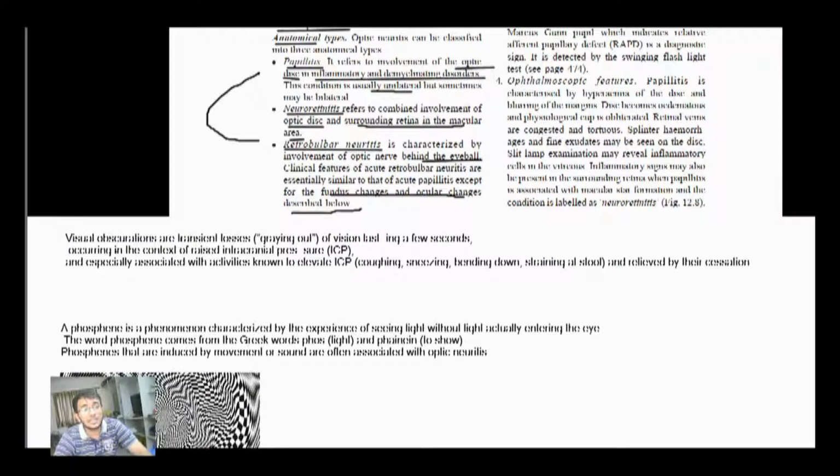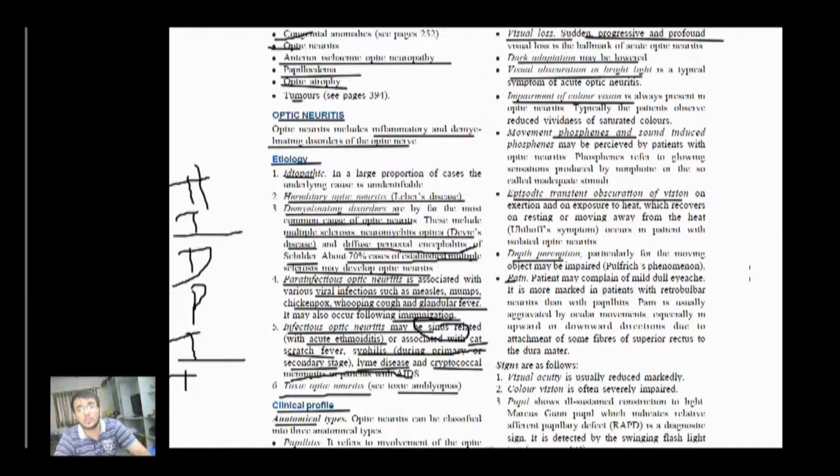Obscurations are transient losses. Transient means for a short period of time. That is graying out of vision lasting for a few seconds. It occurs in the context of raised intracranial pressure, especially with activities known to elevate intracranial pressure, such as coughing, sneezing, bending down, and straining at stool. It is relieved by their cessation. So this is visual obscuration.